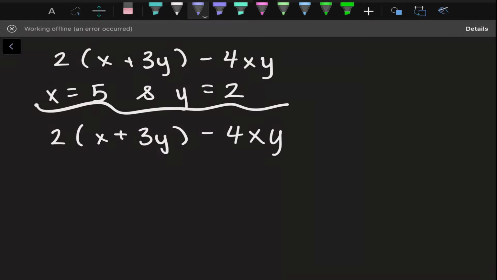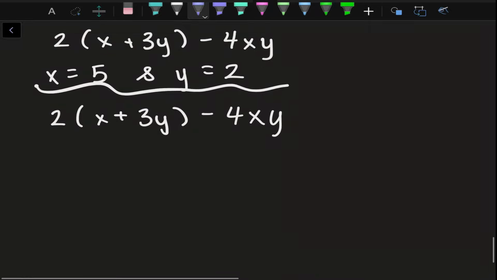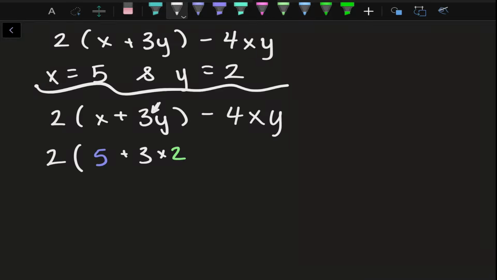Okay, so first we want to put in those values. Almost forgot about that. So I have 2 times, this is an x, which is 5, plus 3 times, nothing in between there, 3 times 2, minus 4 times 5 times 2. Okay, perfect. So let's check our precedence.